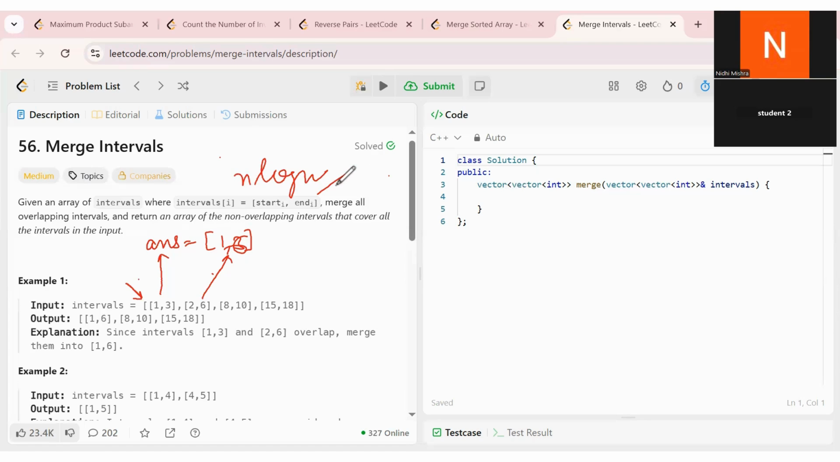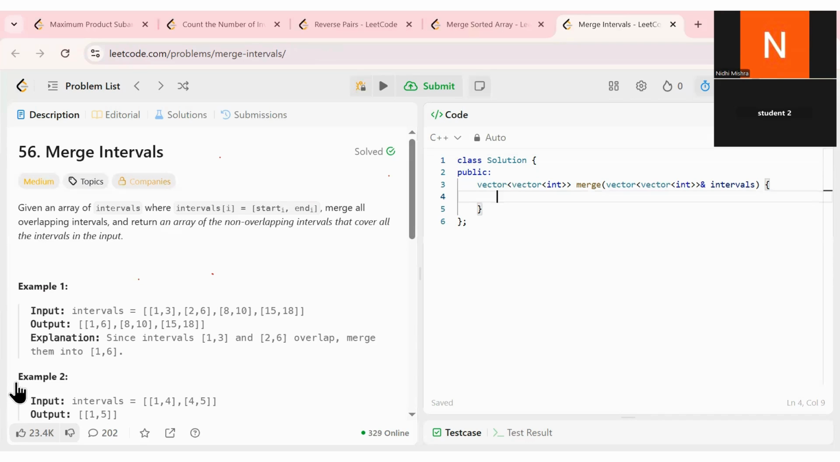Now my question is, why did sorting come to your mind? Because that way it will be easier to check all the intervals if it is sorted, and sorting is always better than order of n square. Yes, very good. Correct. So let's write the solution.